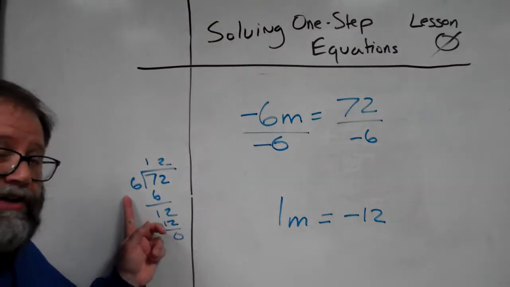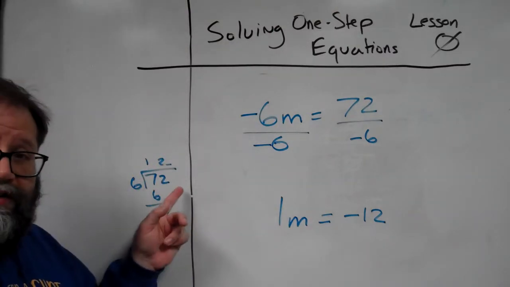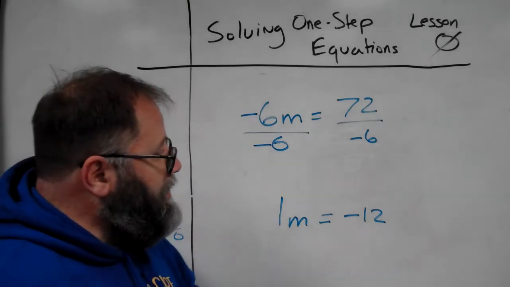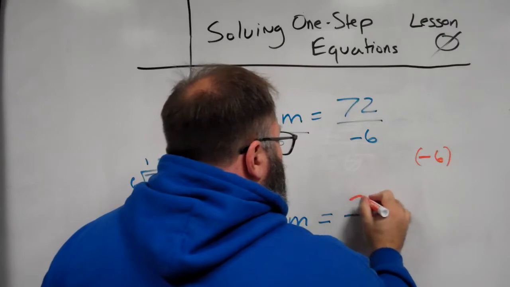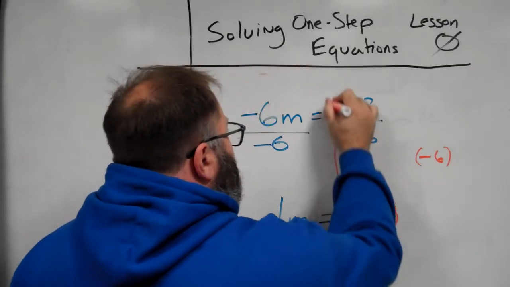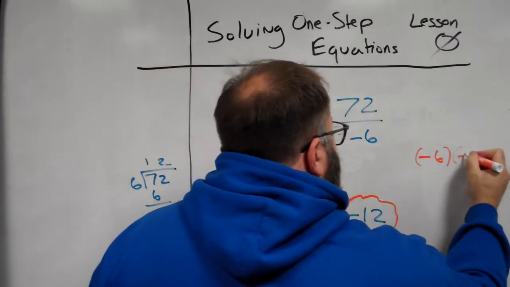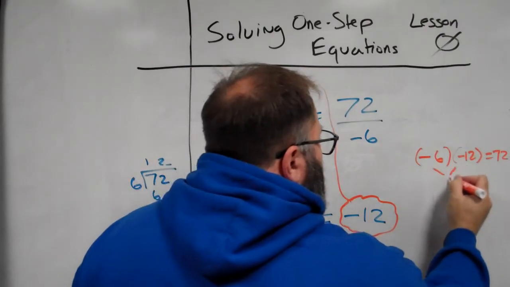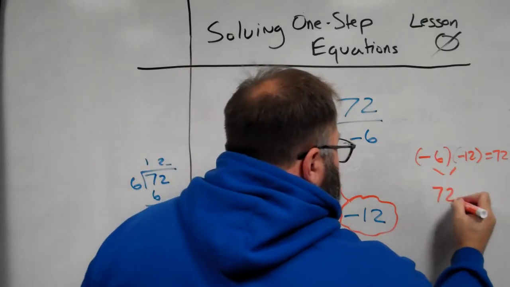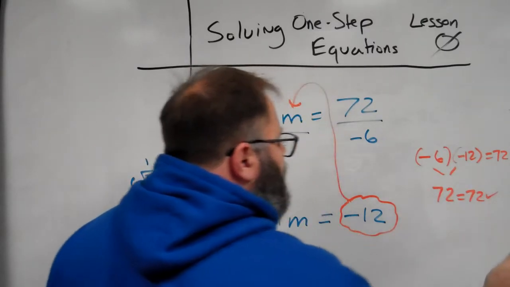I did the math over here, so I know 6 times 12 is 72. If I go back to this and I say negative 6 times negative 12 equals positive 72. A negative times a negative gives me positive 72. And that checks.